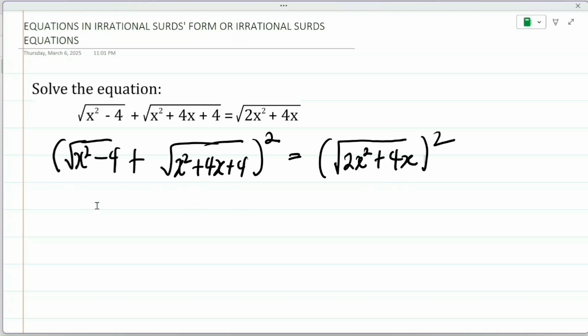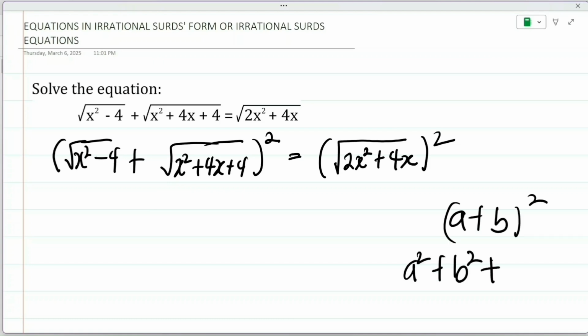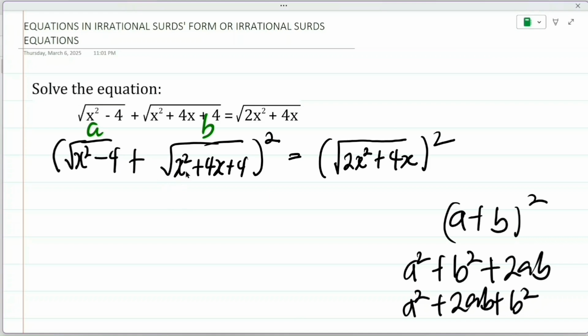And for the left, you have to open the bracket. It's like saying a plus b all squared. The result is a squared plus b squared plus 2ab, or you can have it as a squared plus 2ab plus b squared. It just depends on how comfortable you are with any of the formulas. So let's go with the first one. Your a, in this case, is square root of x squared minus 4, while your b is square root of x squared plus 4x plus 4.